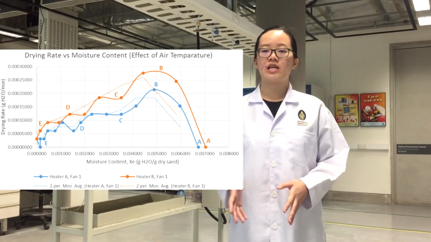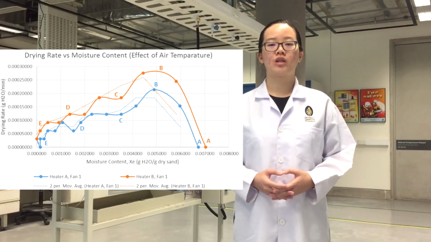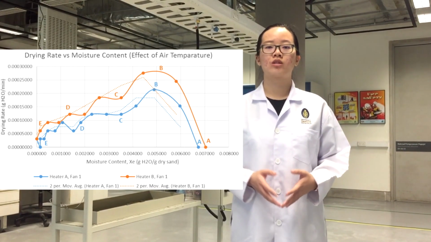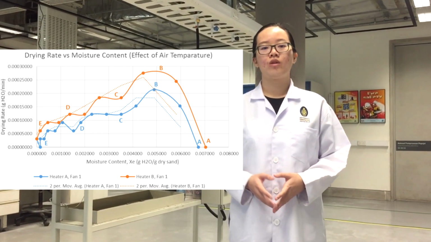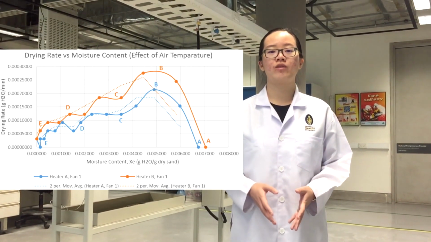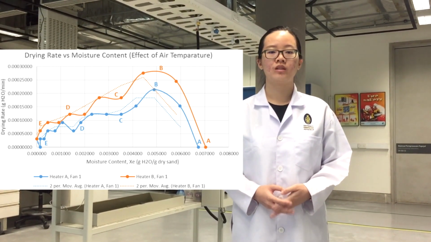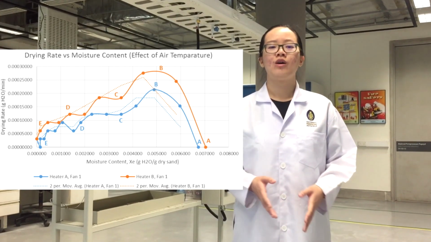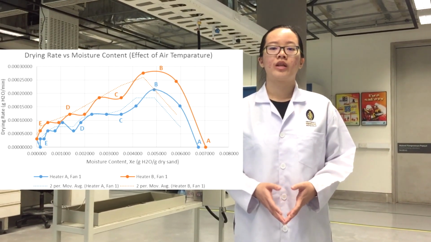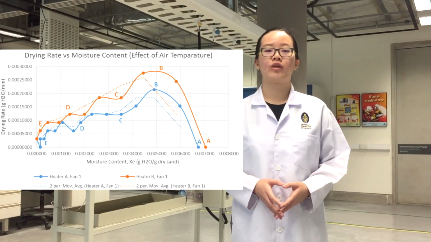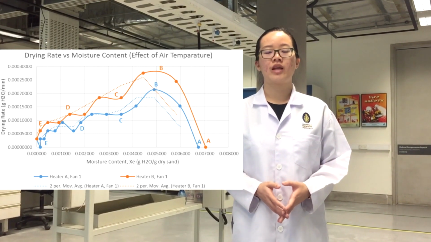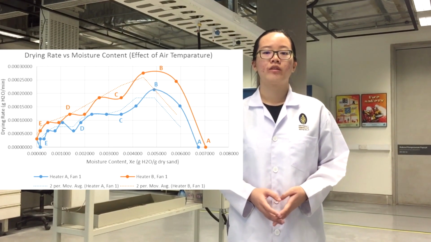Along the line D and E, the vaporized water moved through the core part of the sand into the surrounding air. So, less water was left in the wet sand and the drying rate was lower. The trend for the line of heater B and heater A were the same. The heater B provides a high temperature for the air, thus causing a higher drying rate than heater A.